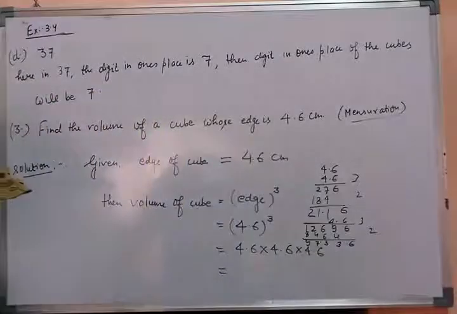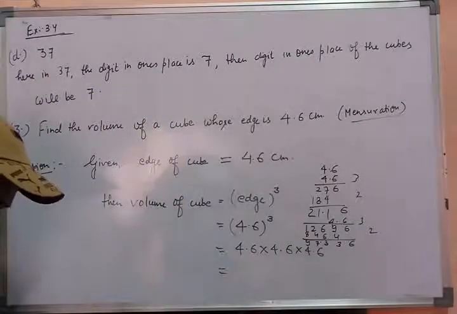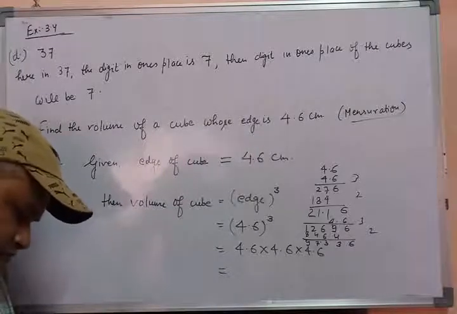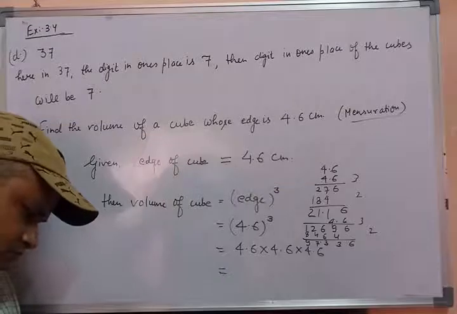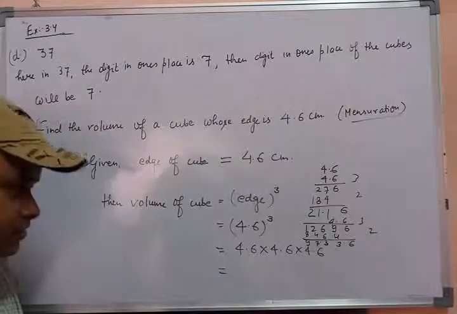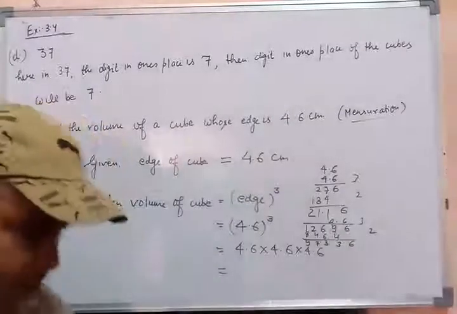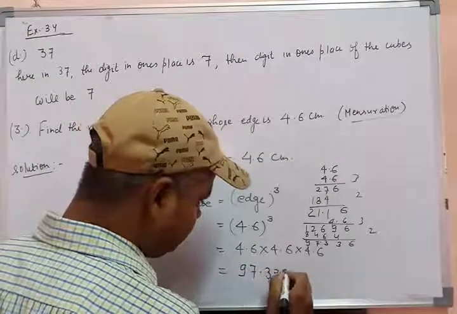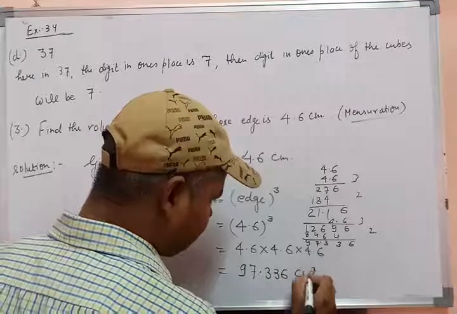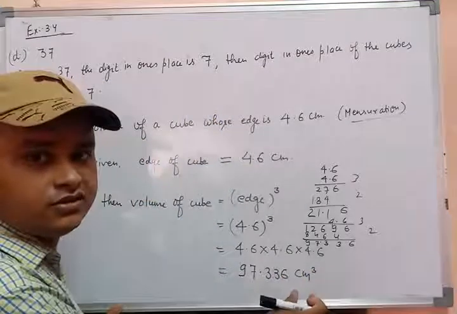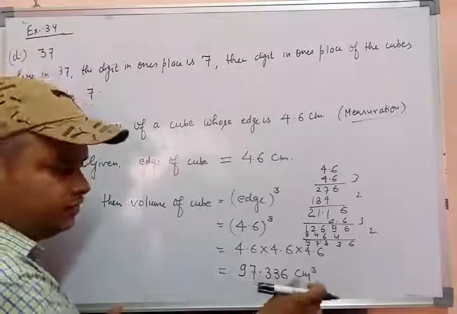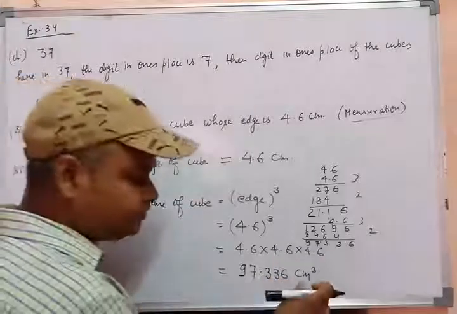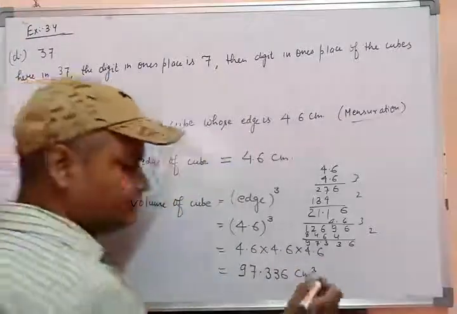97.336. Let me check whether the answer is correct or not. Yes, it is correct. So the answer of this question is 97.336 centimeter cube. This is the unit. This is the unit of the volume of any cube. The unit of the volume of a cube is centimeter cube or meter cube, whatever you want to say.